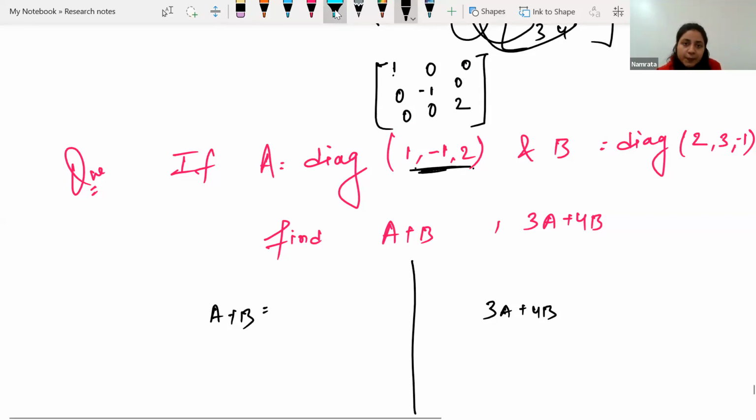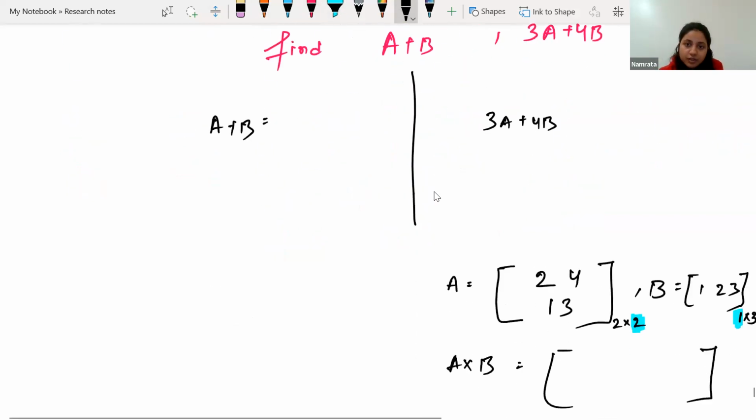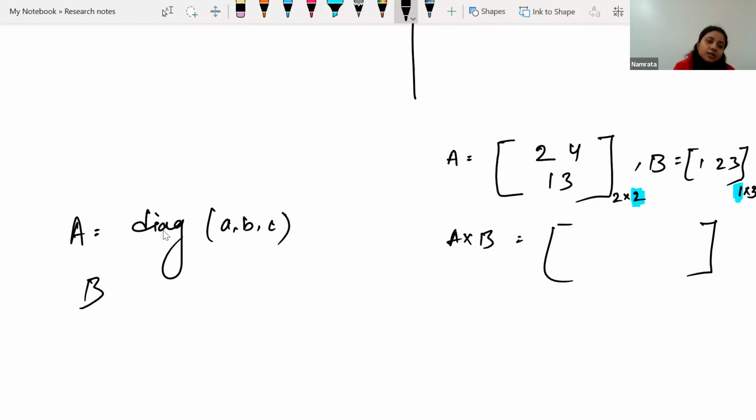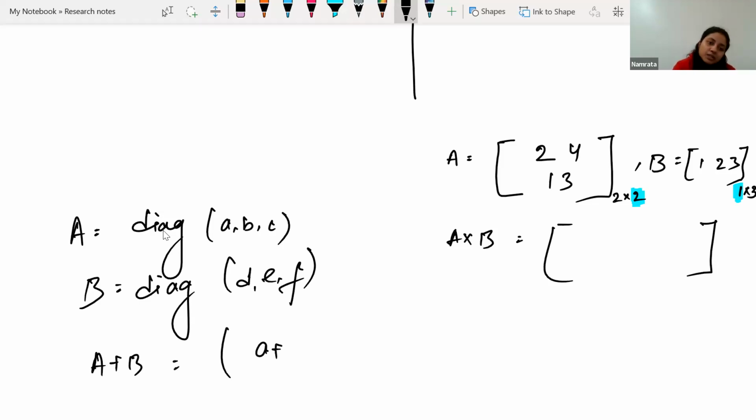If only the diagonal elements are given, we must understand that this is how the construction will be. For the other one, this is how the construction will be. However, without writing the whole construction, we can add them. There is one concept which says that if there is a diagonal matrix, let's say diagonal matrix A, B, C, and another diagonal matrix D, E, F, then A plus B will be A plus D, B plus E, C plus F. We are just adding the corresponding elements.